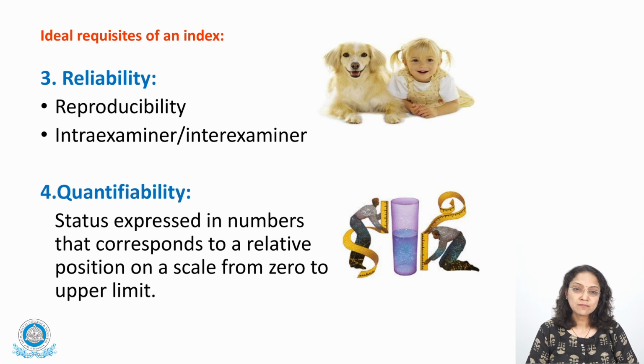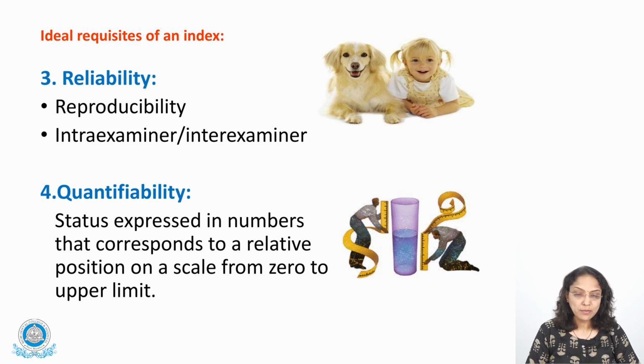Reliability is synonymous to reproducibility. There are two types of reliability. One is intra-examiner, the other one is inter-examiner. For intra-examiner reliability, one clinician examines the same case twice. For example, morning 9 a.m. and evening 4 p.m. The results obtained should be the same. Inter-examiner reliability. Over here, two different examiners should get the same result in a particular patient.